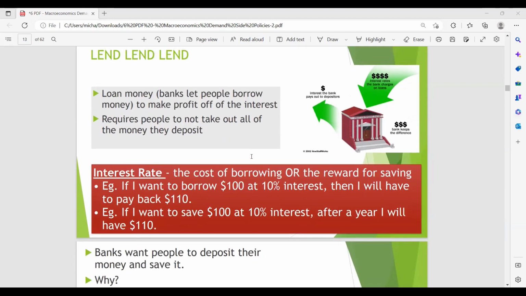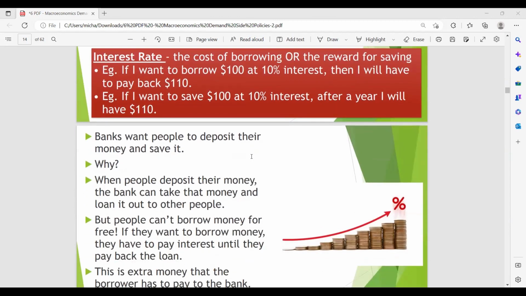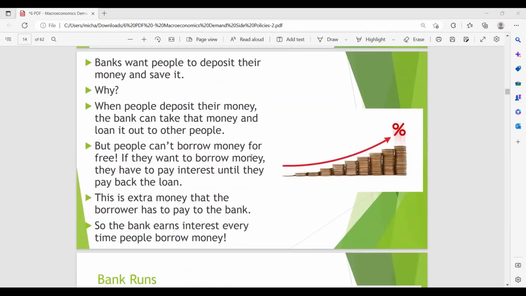So what they did was they loaned money that they had in the bank to make profit off the interest. This requires people to not take out all of the money they deposit. Banks lend out your deposits. Banks want people to deposit their money and save it. Why? When people deposit their money, the bank can loan it out to other people. The borrowers pay interest to the bank, and the bank earns interest when people borrow money.